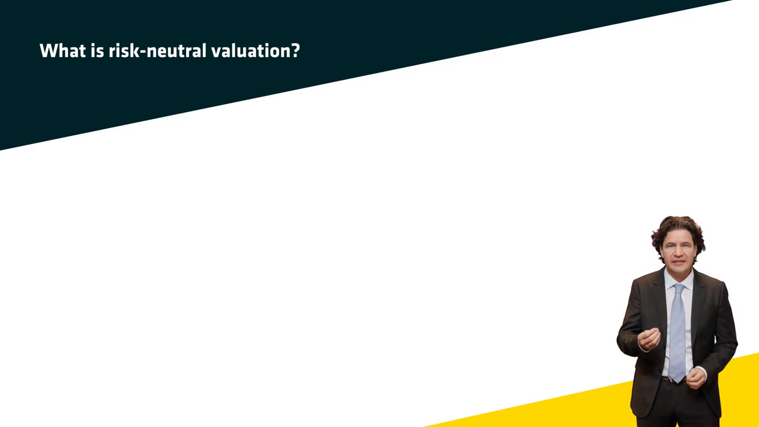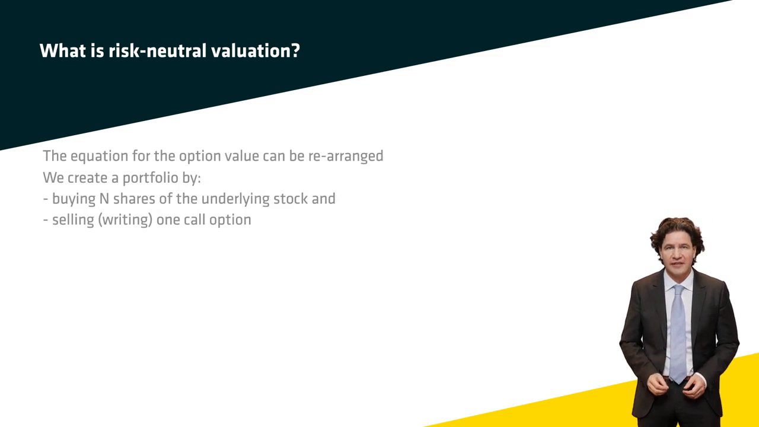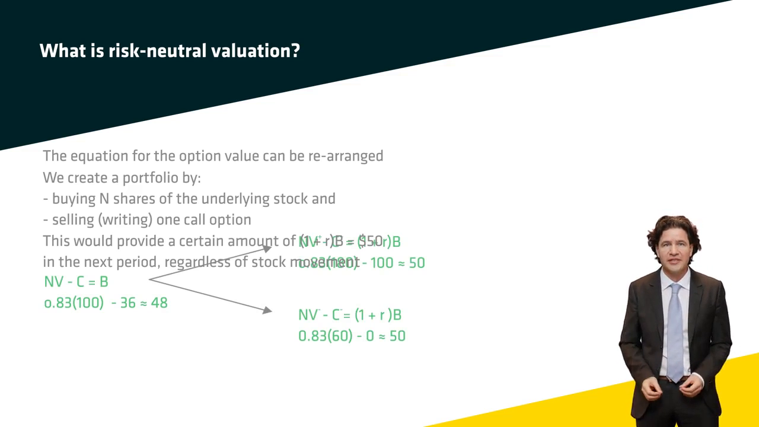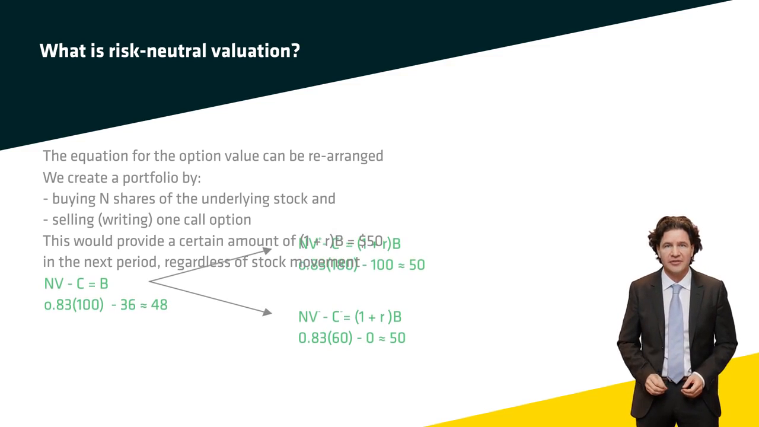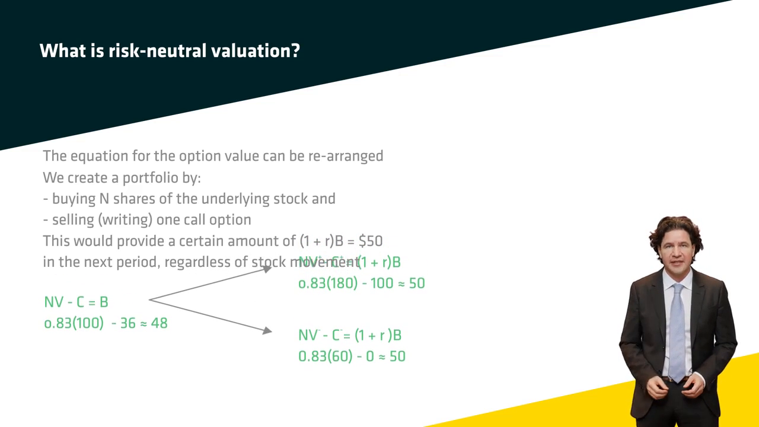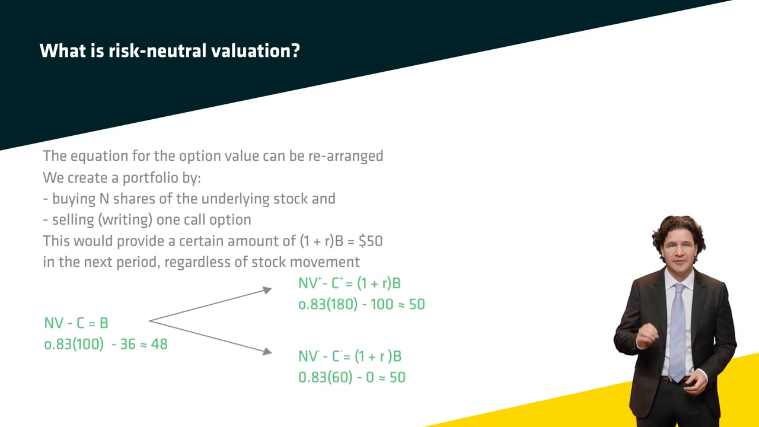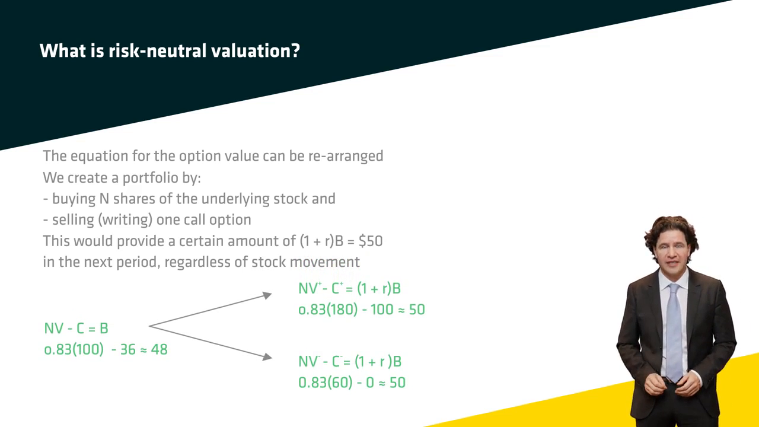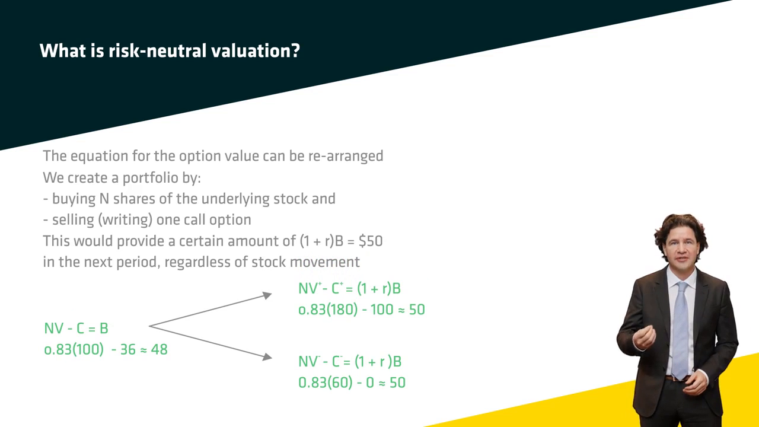Intuitively, this equation can be rearranged. So, the number of shares times the underlying value minus the call option equals the value of the loan. So we can buy n shares of the underlying stock and sell or write the call option, and that would give a certain amount of 50 in the next period. So 1 plus R times B, regardless of whether the stock moves up or whether the stock moves down. We can show you here.